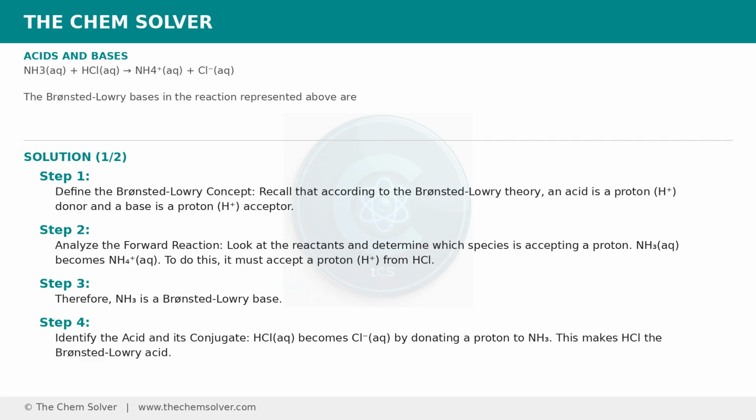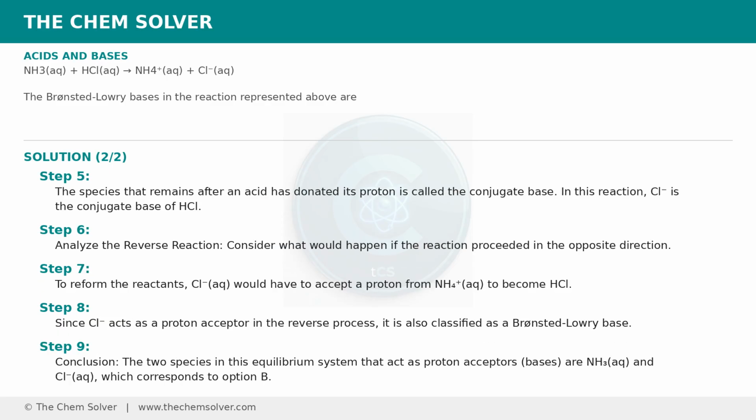Identify the acid and its conjugate. HCl becomes Cl⁻ by donating a proton to NH3. This makes HCl the Bronsted-Lowry acid. The species that remains after an acid has donated its proton is called the conjugate base. In this reaction, Cl⁻ is the conjugate base of HCl.